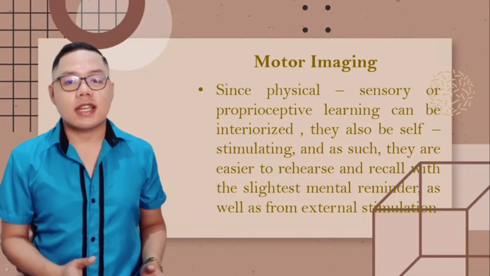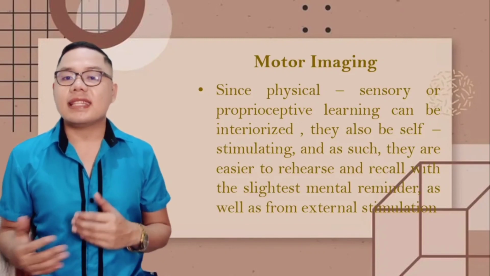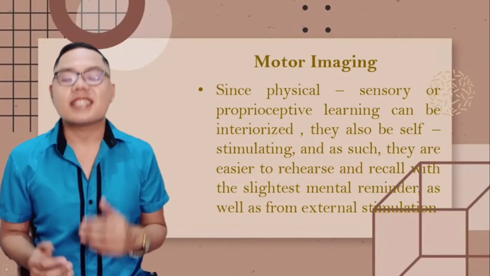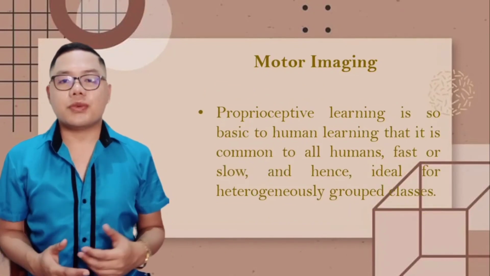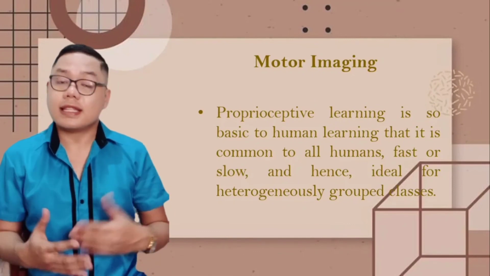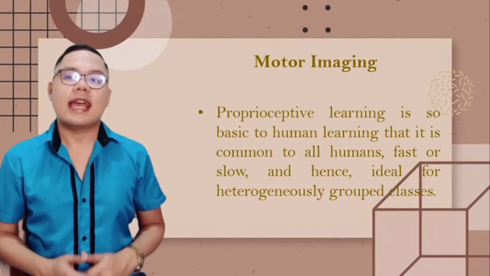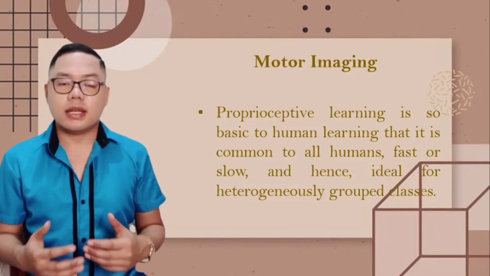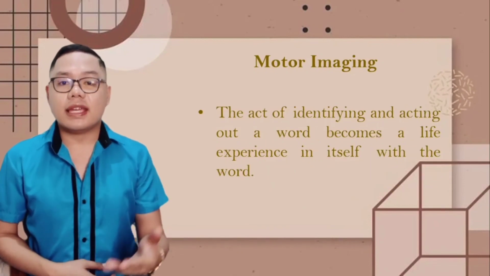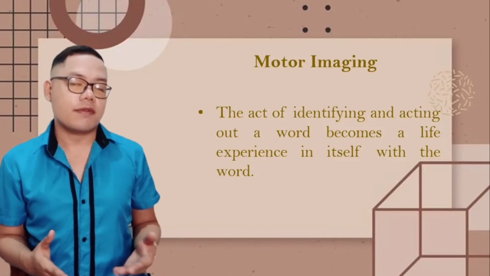And as such, they are easier to rehearse and recall with the slightest mental reminder as well as from external stimulation. So number two, proprioceptive learning is so basic to human learning that it is common to all humans, fast or slow, and hence ideal for heterogeneously grouped classes. Number three, the act of identifying and acting out a word becomes a life experience in itself with the word.